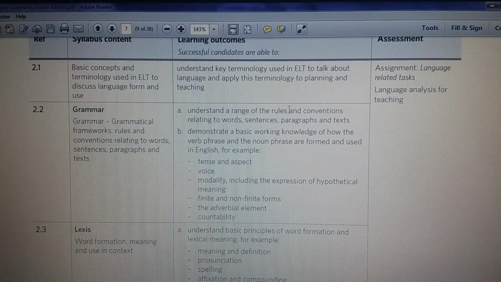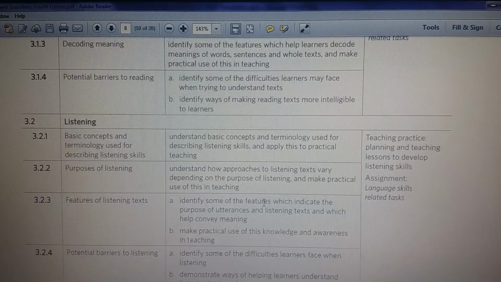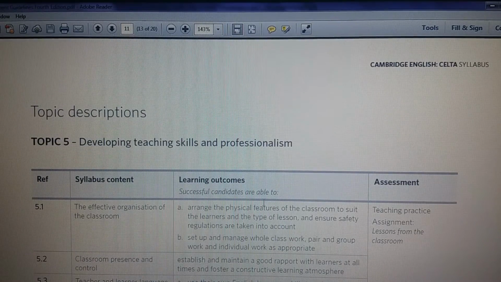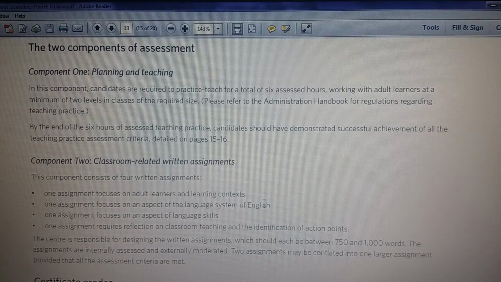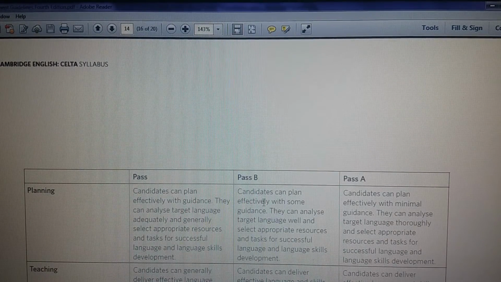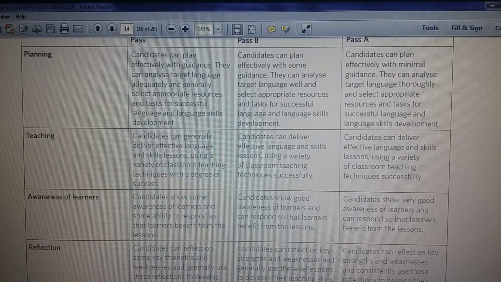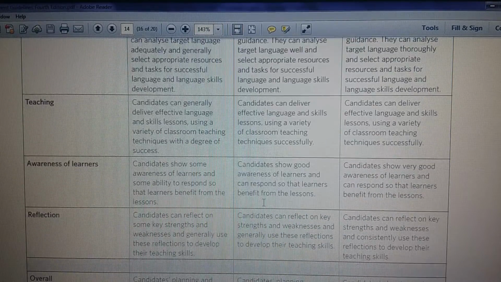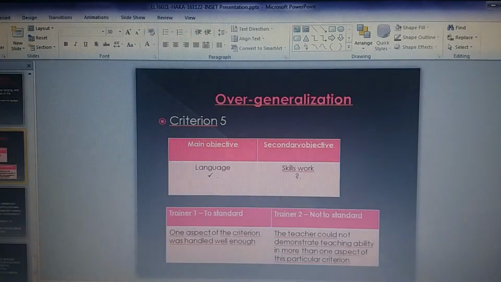For example, let's look at this. For grammar, to demonstrate understanding of a range of the rules, and demonstrate a basic working knowledge of the topics stated below. And as we said, there are 5 areas, and after that they can pass the course. They can get pass B or pass A, and here are the criteria overall, displayed in the syllabus.